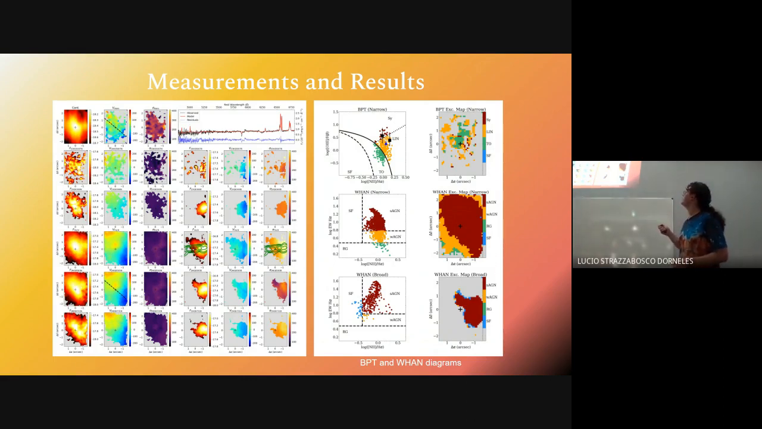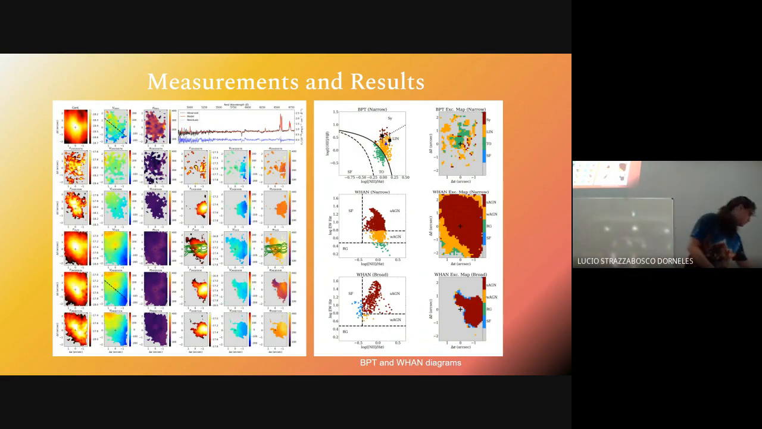Here we have the BPT and O1 diagrams. These diagrams are used to characterize the origin of the emission of the gas. So from these maps, we can see that basically all the emissions are due to the AGN. So this red area here is due to the AGN source.